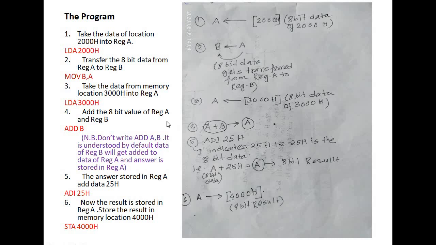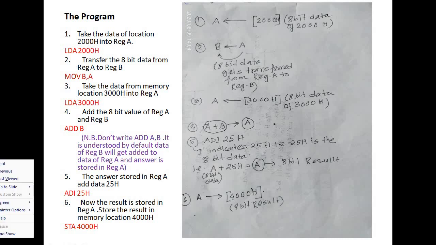Okay, then what was the fourth step? Add the 8-bit value of register A and register B. We have to add the data of register A and register B. So basically we are adding the data of memory location 2000H and memory location 3000H, right? So A plus B. What will be the instruction used? ADD B. Now you don't have to write ADD A comma B. Why? Because it is understood by default that the data of register B will get added into register A.